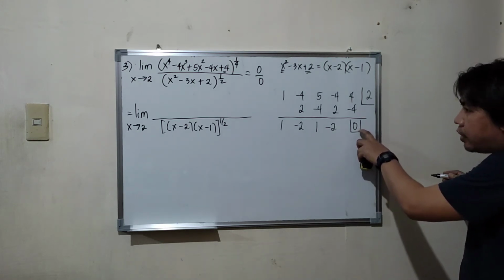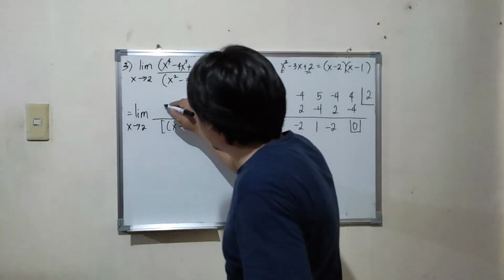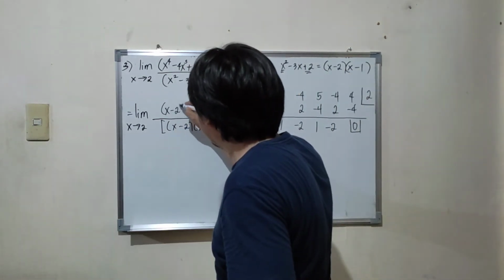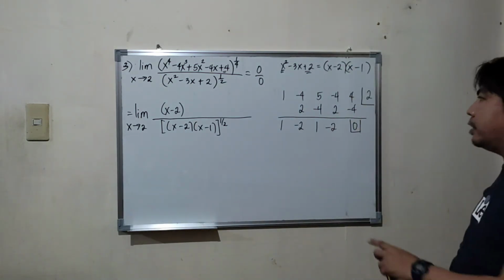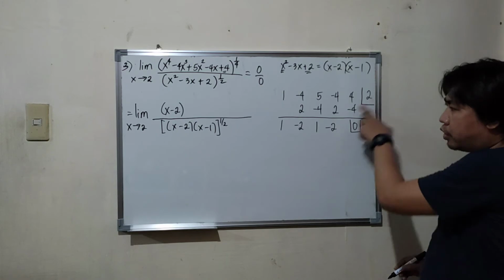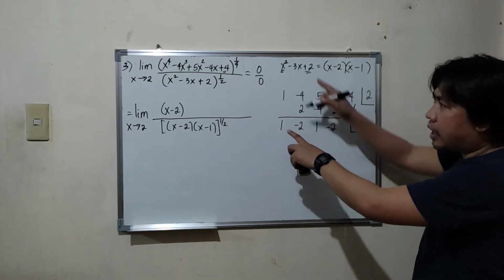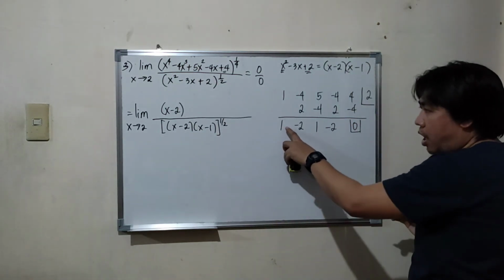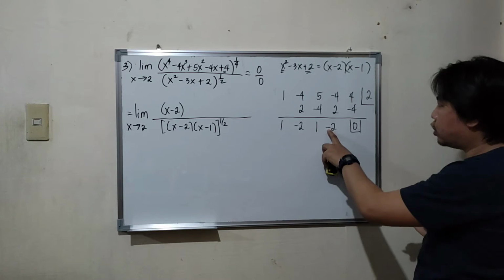Since 0 ang remainder natin, ibig sabihin, x minus 2 is a factor. Ayan. So may factor siyang x minus 2, according to rational zero theorem and factor theorem. So since then ang magiging expression na natin dito is subtract lang tayo ng 1. So magiging ano na to? 1x cubed minus 2x squared plus x minus 2.